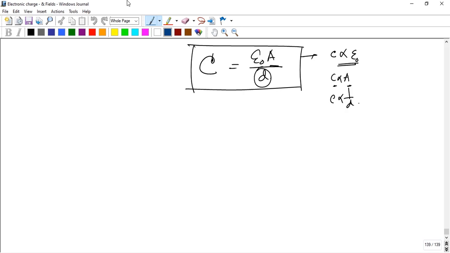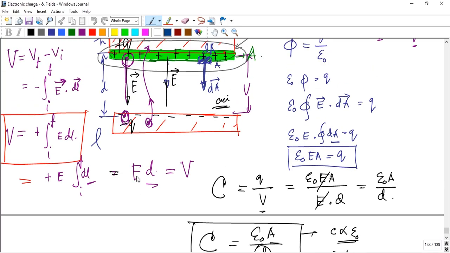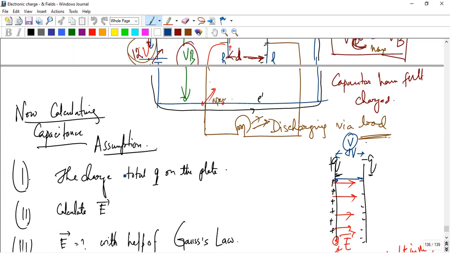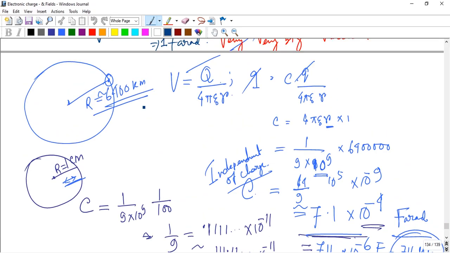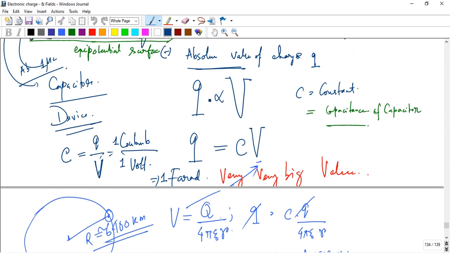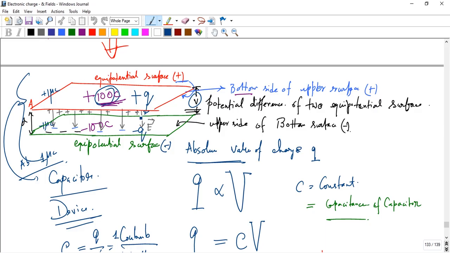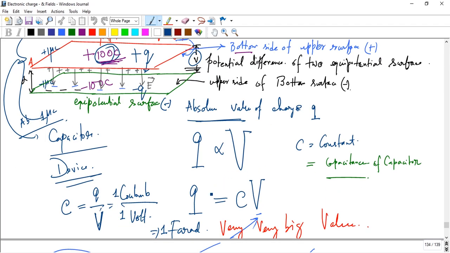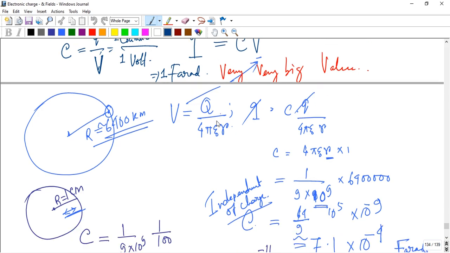So today we continue the previous class on capacitor and capacitance. In the previous class we discussed what a capacitance is and what a capacitor is. The absolute value of charge is directly proportional to the potential difference between these two plates. That is V, and Q equals CV, and C equals Q by V.